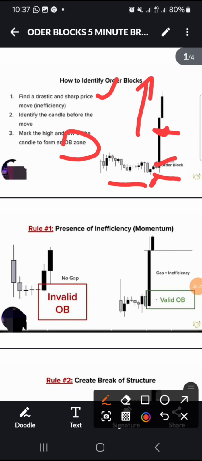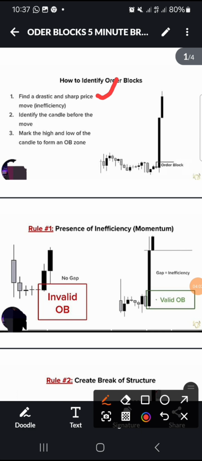how do we, what are some criteria, or what are some characteristics that make an order block a valid one? Now that's what we are going to look at. So these are 3 basic rules that you should follow for an order block to be considered a valid one. Okay, number 1, there should be a presence of inefficiency. Yes, there should be presence of inefficiency in the market.